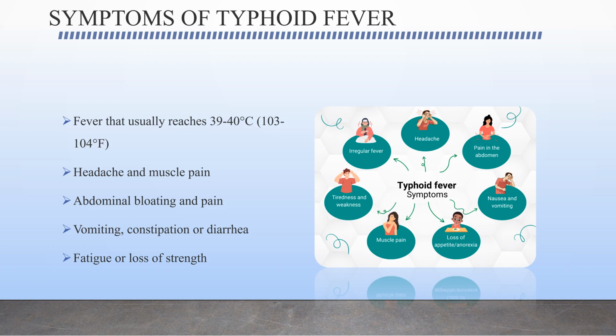Signs and symptoms of typhoid. Fever that usually reaches 39 to 40 degrees Celsius. Headache and muscle pain. Abdominal pain. Nausea, vomiting, constipation or diarrhea. Fatigue or loss of strength. Loss of appetite. You should note that malaria and typhoid share similar signs and symptoms.